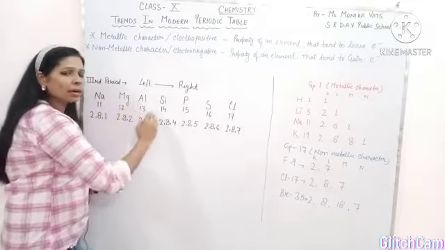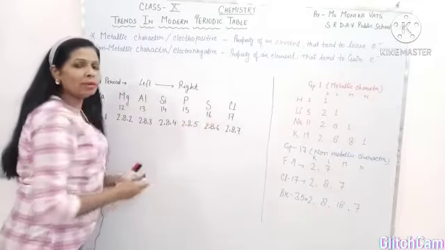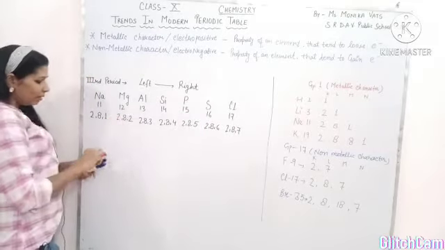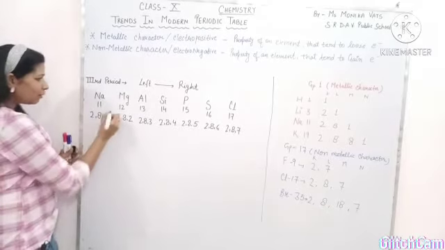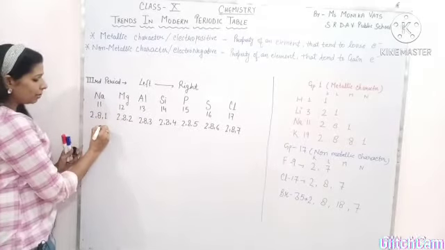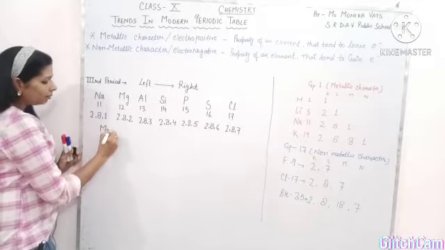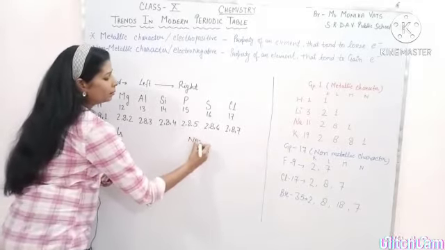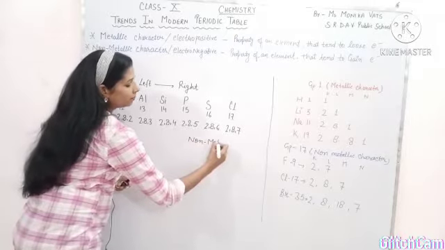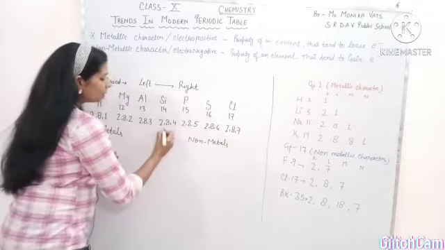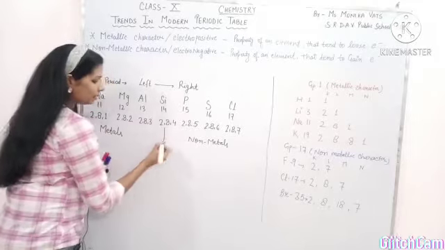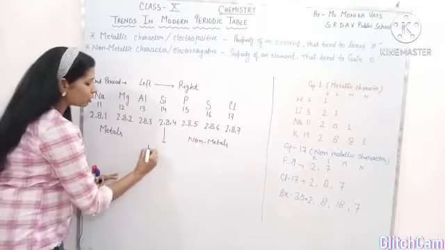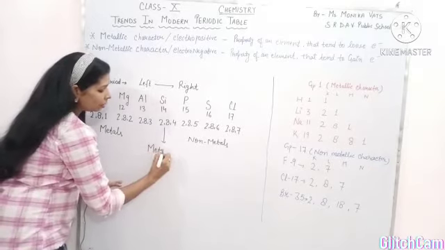So nuclear charge increases, and when nuclear charge increases, we can observe that the left side of the table contains metals and the right side contains non-metals, and some elements have properties of both metal as well as non-metal, and those are known as metalloids.